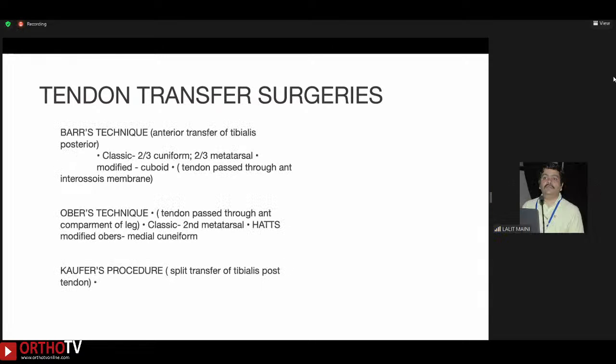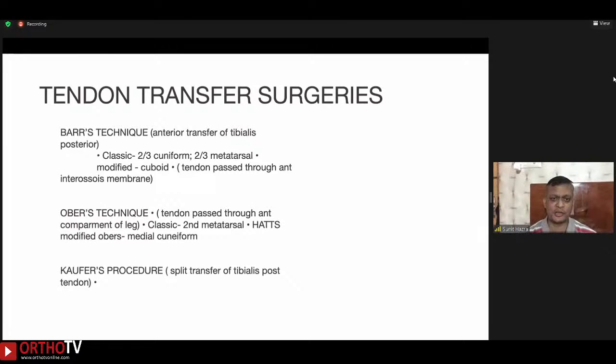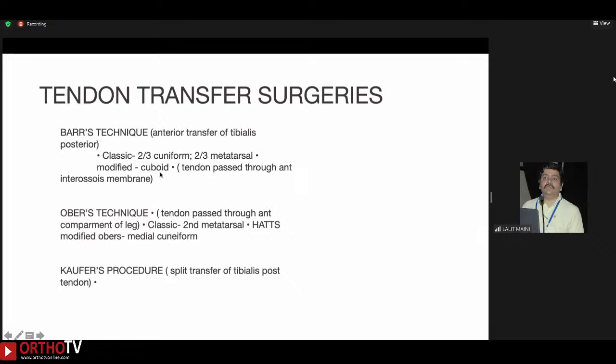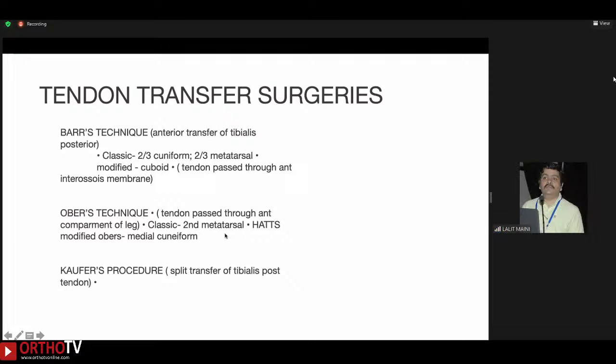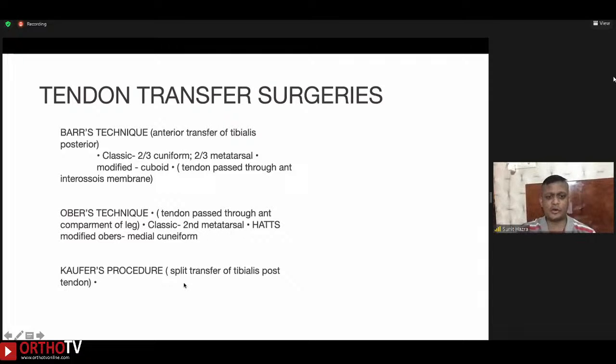I think tibialis posterior is most commonly transferred, and there are various ways of tibialis transfer described by various authors. You can transfer the tendon to the second and third cuneiform, or you can also transfer to the modified cuboid. In Ober's technique, the tendon is passed to the anterior compartment of the leg, and classically it is transferred into the second metatarsal, or you can also do a split transfer. Those are the details about the tendon transfer, which probably is not the main aim of this talk.